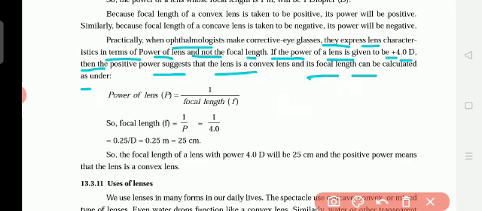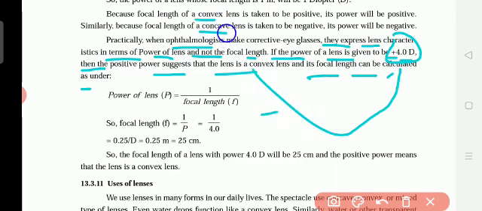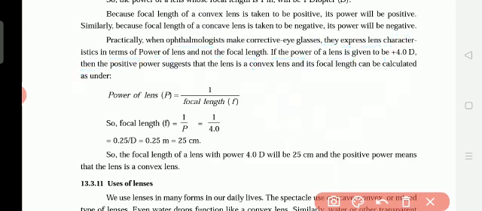So if we have the power plus 4.0 diopter, that means we need which lens? Convex lens. If it is negative, we need the concave lens. For example, they have given the power of lens, so we have to find out the focal length using this formula. Power of lens is equal to 1 by focal length. So we should find out the focal length. Focal length is equal to 1 by power.